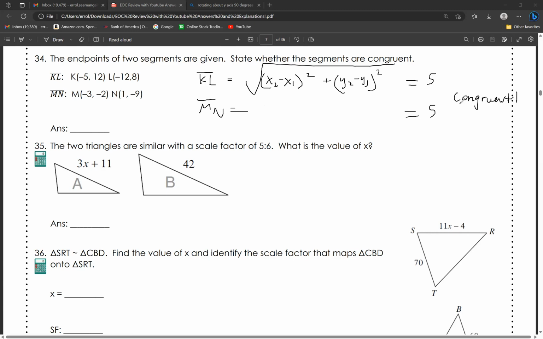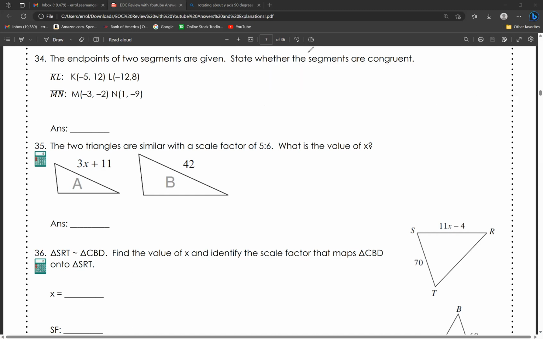But if they did not, if this one was 5 and this one was 7, then this is not congruent. Okay. Basically, if they're the same length, they're congruent. If they're not the same length, not congruent. Right. All right, that's 34.